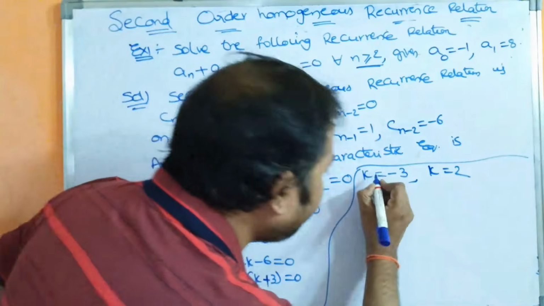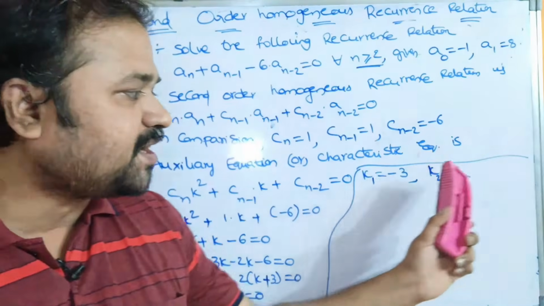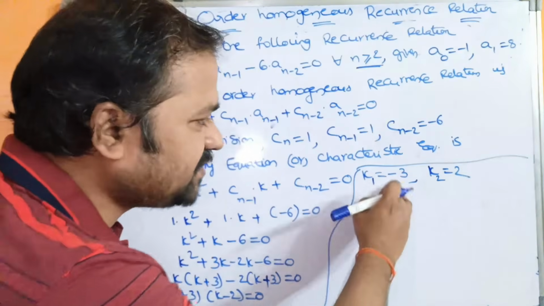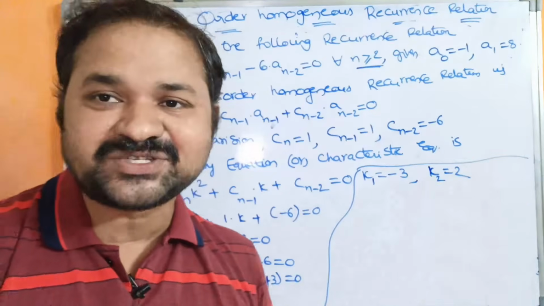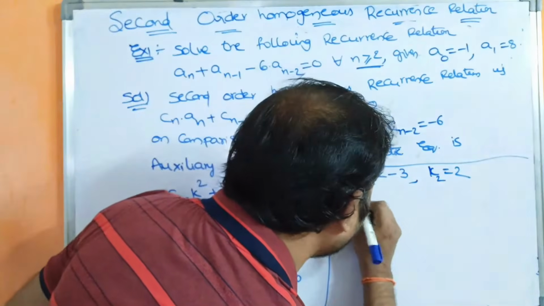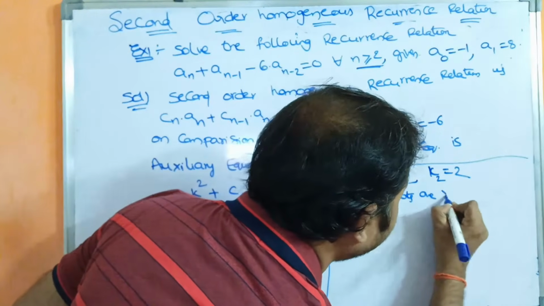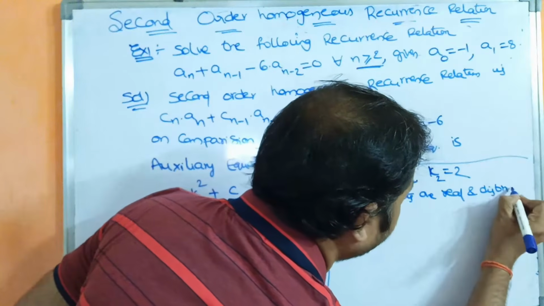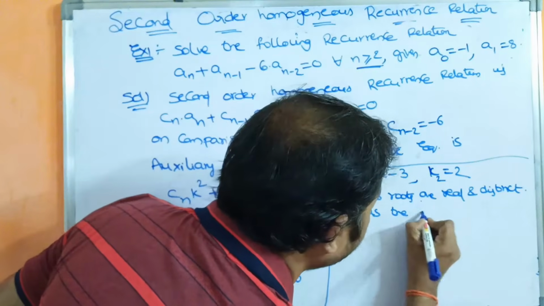Okay. So we can write this as k1, this as k2. Here the roots are real and different. Real means some floating point values. Minus 3 can be written as minus 3.0. 2 can be written as 2.0. So those roots are real and distinct, different. Minus 3 is one root, 2 is another root. Distinct, different.